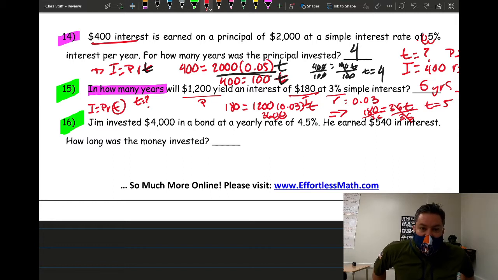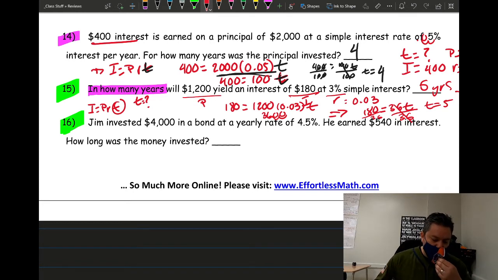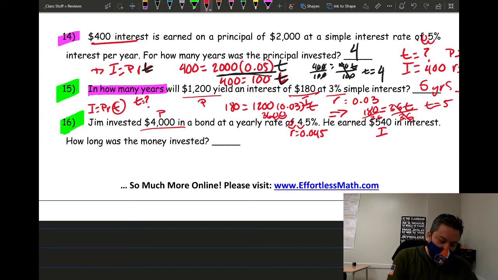Number 16 is gonna be very similar to the previous one that we did. In this case, we're gonna be looking for time again. So it says Jimmy invested $4,000, that's gonna be my principal, at a rate of 4.5%. The rate equals 0.045. Go ahead and move 2 times to the left, always. And he earned $540 in interest. How long was the money invested? We're looking for time.